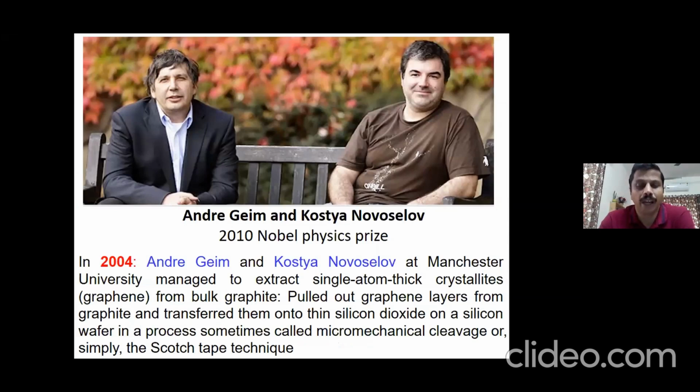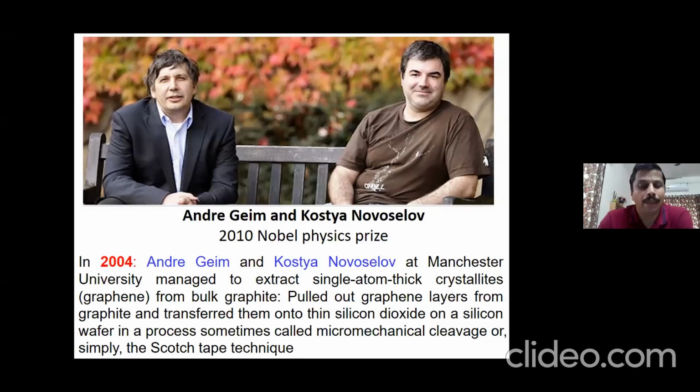They were able to pull out a single sheet of graphene from a bulk graphite material, and they used a technique called micro-mechanical cleavage.